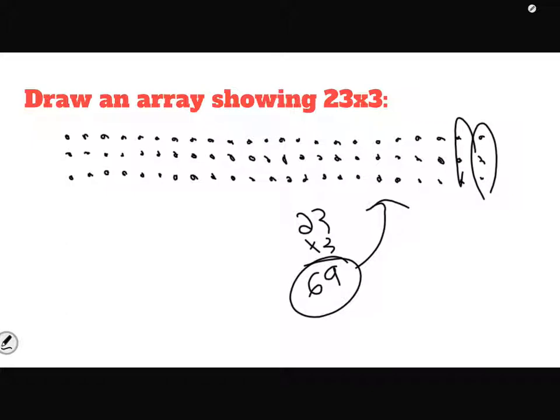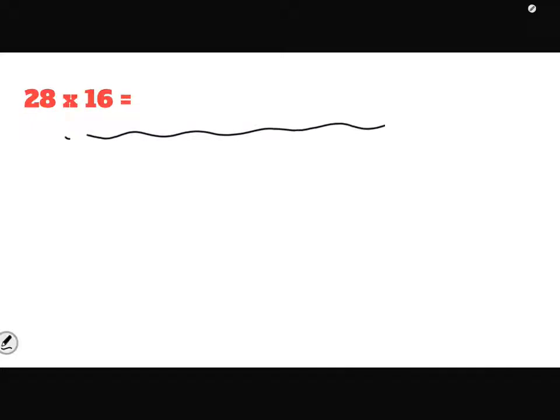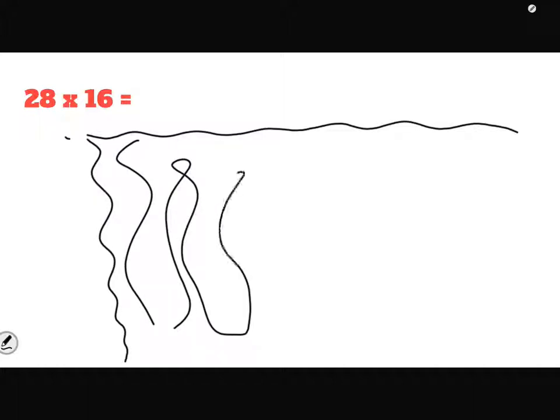Now, I'm going to add another layer. If I told you to draw an array of 28 times 16, I'm hoping you are thinking she's got to be crazy, because that would take us forever. We would have to do 28 dots going this way, 16 dots going down, and then fill the whole thing in. And that is obviously not something that we are going to do.